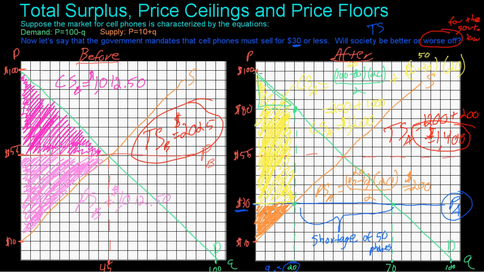Just this shape right here is the total surplus after. So what we're missing is this triangle to go on top, which isn't there. So that triangle is often called the deadweight loss of a price ceiling or a price floor. So this is often called, and I'll just say it one more time, the deadweight loss of a price ceiling in this case, or a price floor.